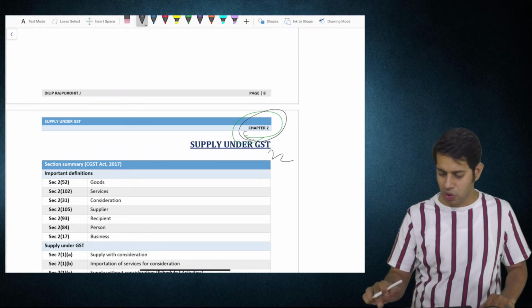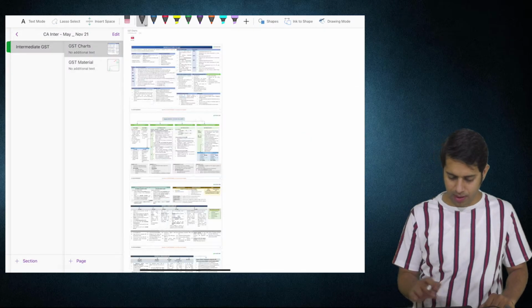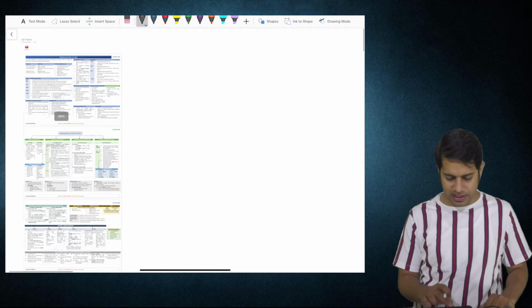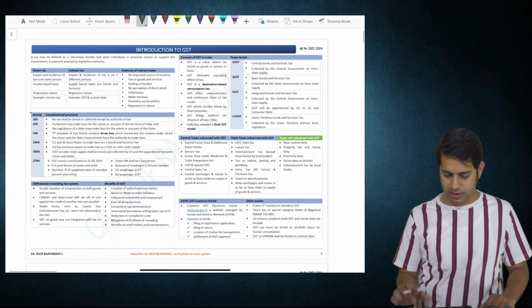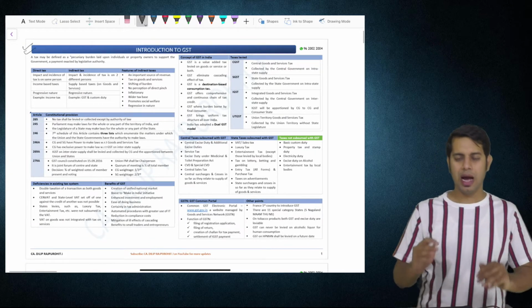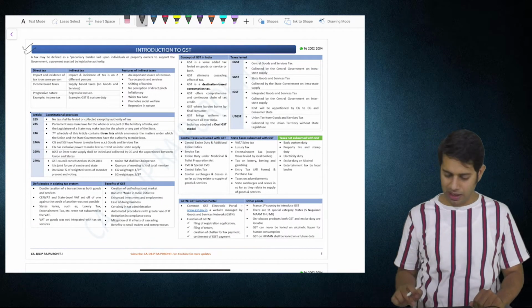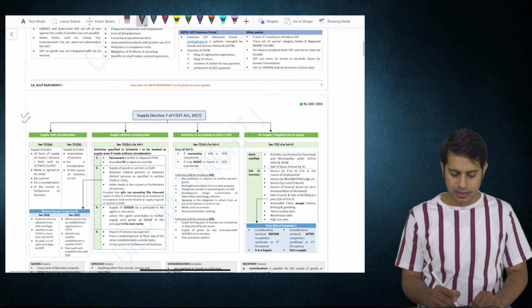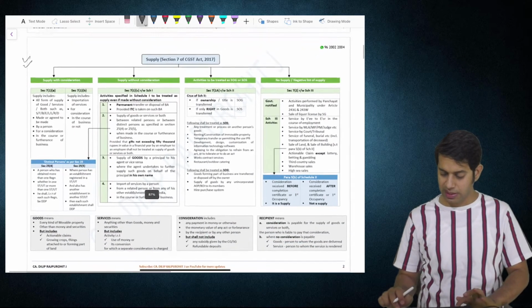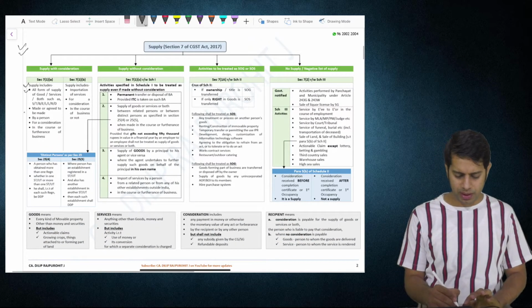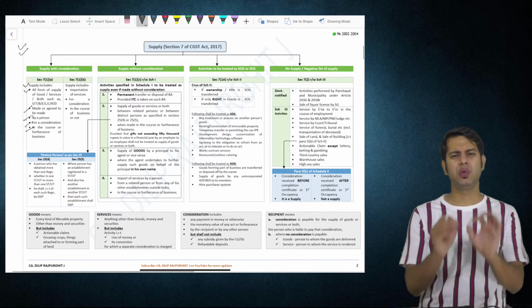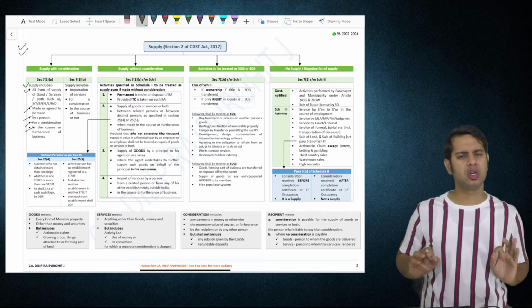Similarly, the chart material also I'll show you. The chart material which we have. So this is the chart material. See, in this entire single page, I have covered the entire introduction with regard to GST. And the second topic, supply under GST, entire page. See, the way I have written, no? The way this material has been made, it covers all the important points which you are supposed to write in the examination.